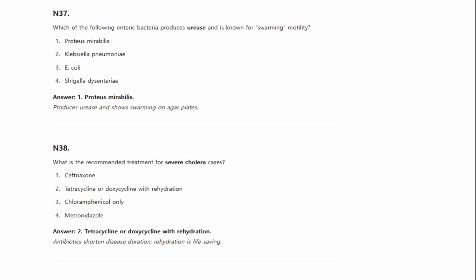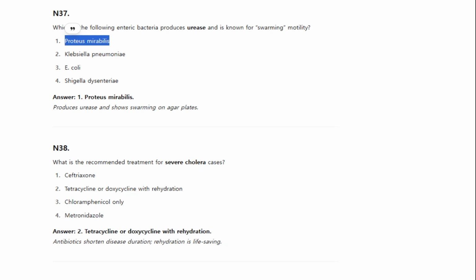N37. Which of the following enteric bacteria produces urease and is known for swarming motility? 1. Proteus mirabilis. 2. Klebsiella pneumoniae. 3. E. coli. 4. Shigella dysenteriae. Answer 1. Proteus mirabilis produces urease and shows swarming on agar plates.